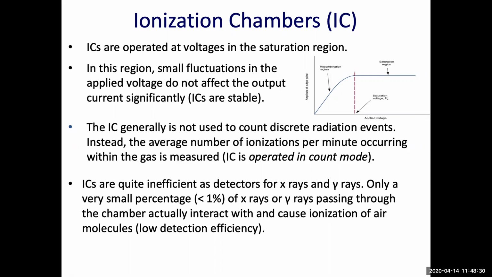Ionization chambers are quite inefficient as detectors for X-rays and gamma rays. Only a very small percentage, less than 1%, of X-rays or gamma rays passing through the chamber actually interact with it and cause ionization of air molecules, and this is considered low detection efficiency.